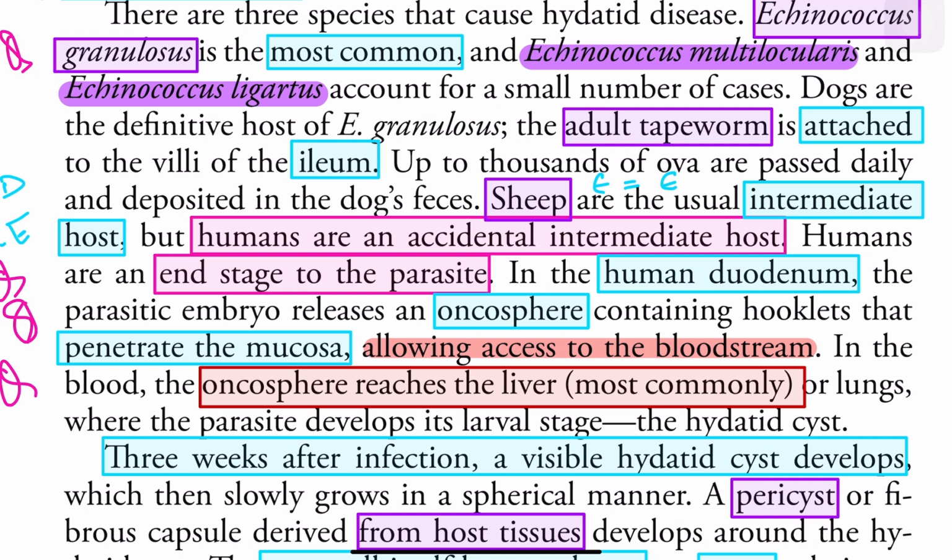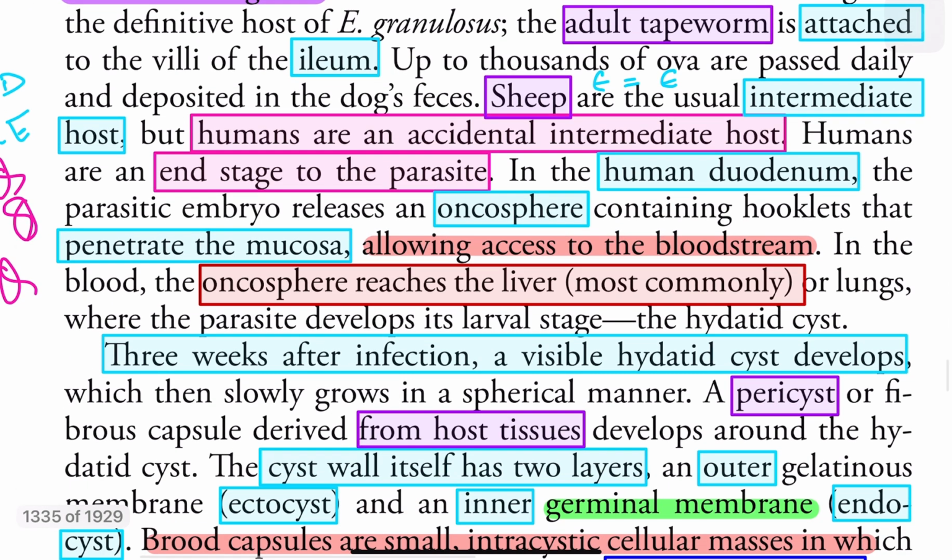Humans are accidental intermediate hosts, as I already told you, and this is the end stage of the parasite. If the parasite infects humans, the cycle ends in humans only. In humans they generally are present in the duodenum. So in dog it is the ileum, in human it is the duodenum, and the stage of larva is oncosphere.